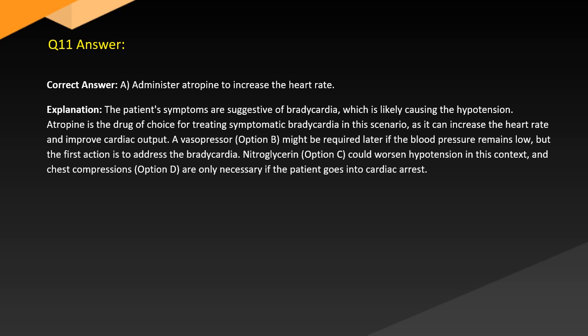Answer. Correct answer A. Administer atropine to increase the heart rate. Explanation. The patient's symptoms are suggestive of bradycardia, which is likely causing the hypotension. Atropine is the drug of choice for treating symptomatic bradycardia in this scenario, as it can increase the heart rate and improve cardiac output. A vasopressor, option B, might be required later if the blood pressure remains low, but the first action is to address the bradycardia.